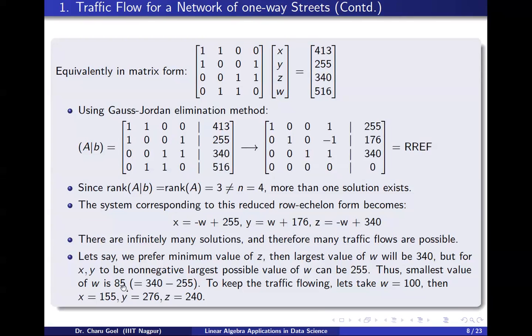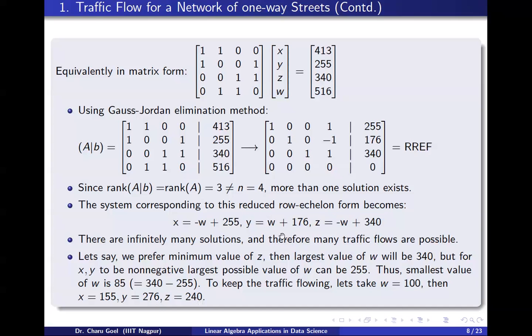So to keep the traffic flowing, we can take any value which is around 85, 90, 95. So let us take W equal to 100. This is one set of solution, one possible traffic flow. Then we'll get X equal to 155, Y equal to 276, Z equal to 240.